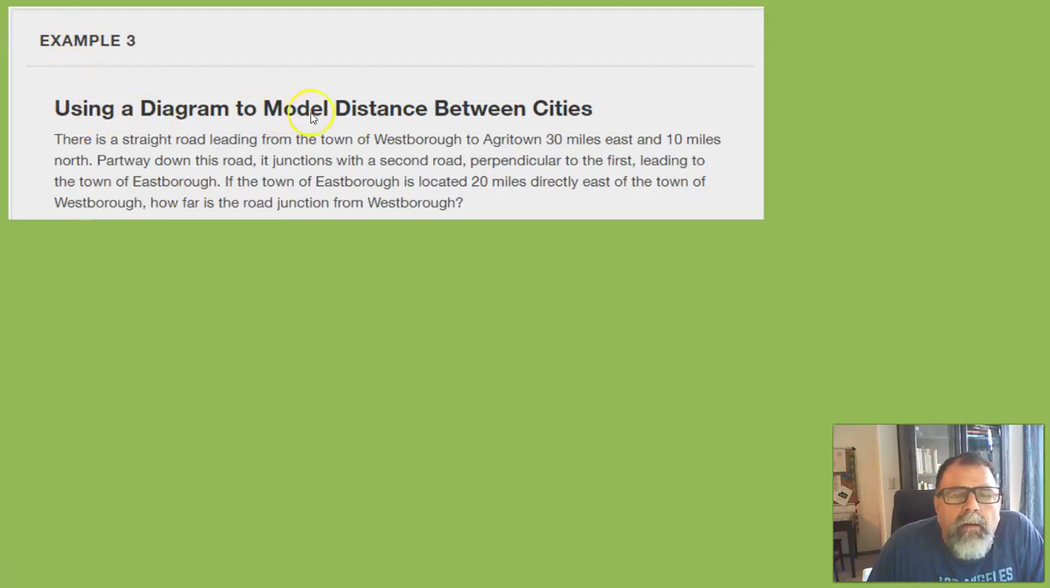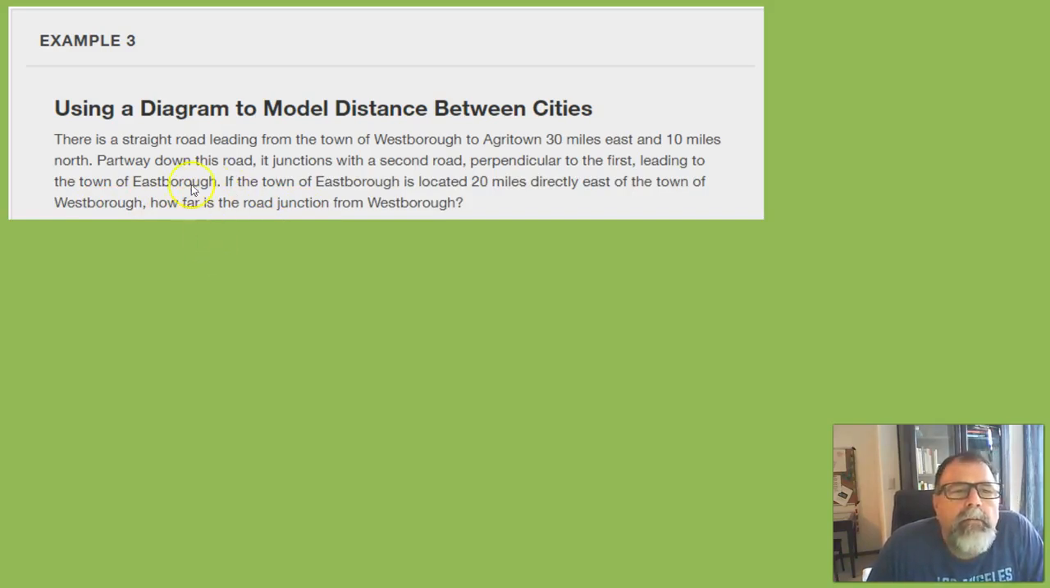Example 3, using a diagram to model distance between cities. There is a straight road leading from the town of Westboro to Agritown, 30 miles east and 10 miles north. Partway down this road, it junctions with a second road perpendicular to the first, leading to the town of Eastboro. If the town of Eastboro is located 20 miles directly east of the town of Westboro, how far is the road junction from Westboro?